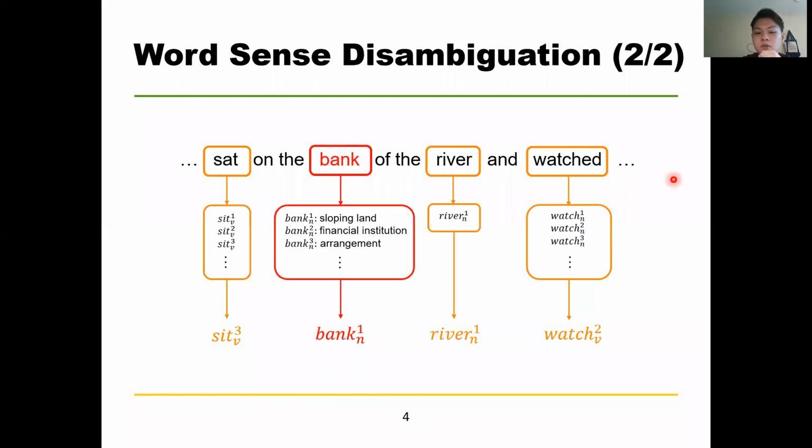So we can view WSD as the task described in this figure. Our purpose is to disambiguate the sense of the word, let's say bank, in this context. We have a list of senses from a sense inventory, and our task here is to determine the most appropriate sense of the word bank in this context, in this case, the sloping land. Also, we can disambiguate all content words in the same sentence. This kind of task is called all-words WSD.